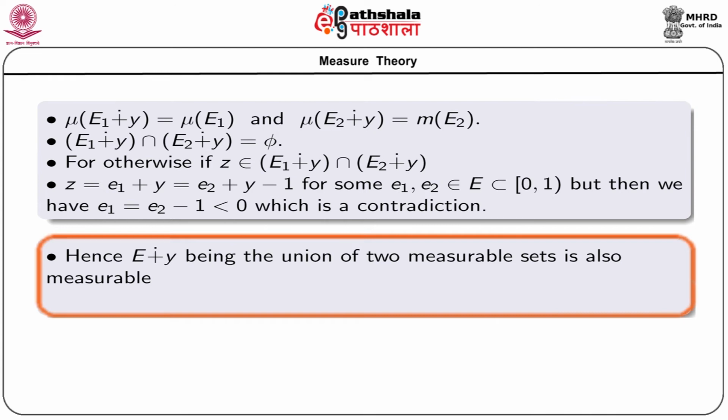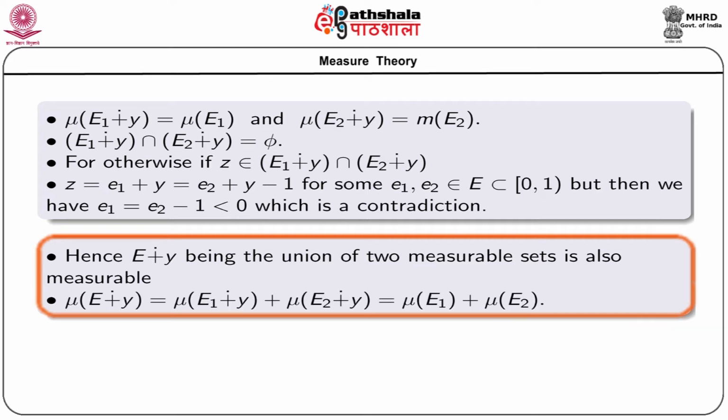Hence, E plus dot y, being the union of two measurable sets, is also measurable, and obviously mu of E plus dot y is equal to mu of E1 plus dot y plus mu of E2 plus dot y, and this is equal to mu E1 plus mu E2.